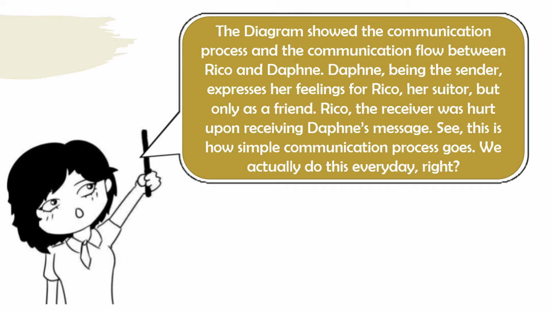In the diagram, it shows the communication process and communication flow between Rico and Daphne. Daphne, being the sender, expresses her feelings for Rico, her suitor, but only as a friend. Rico, the receiver, was hurt upon receiving Daphne's message. See, this is how simple the communication process goes. We actually do this every day, right?